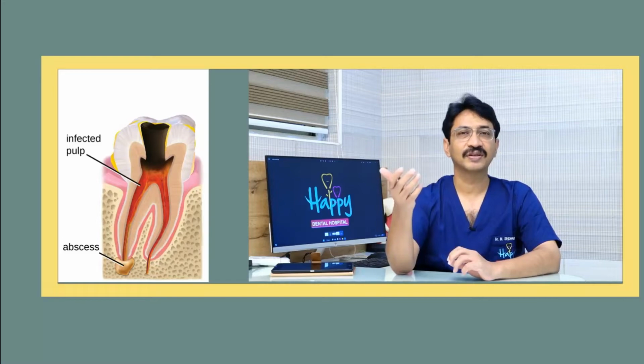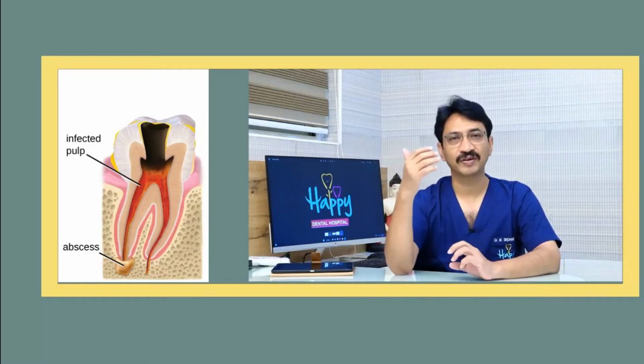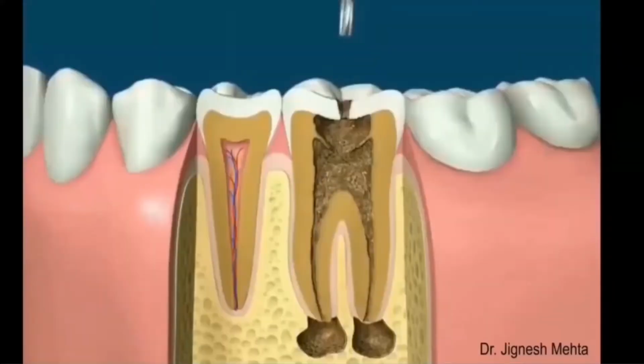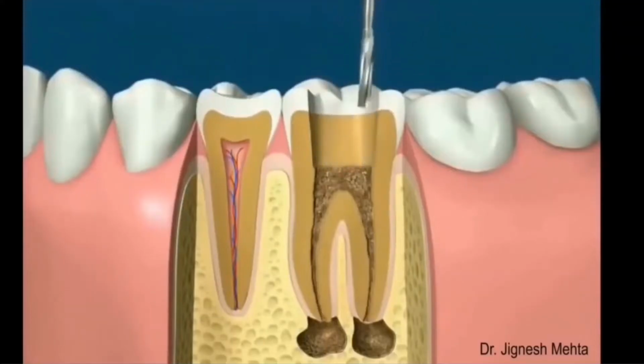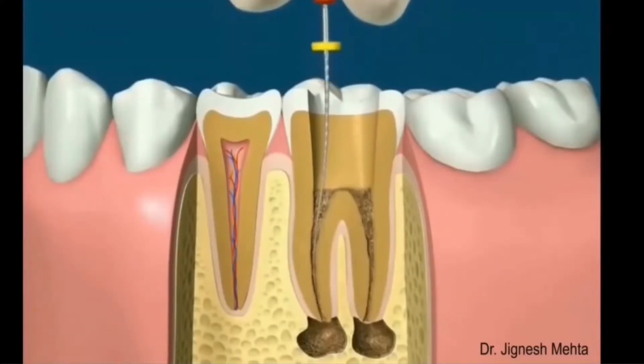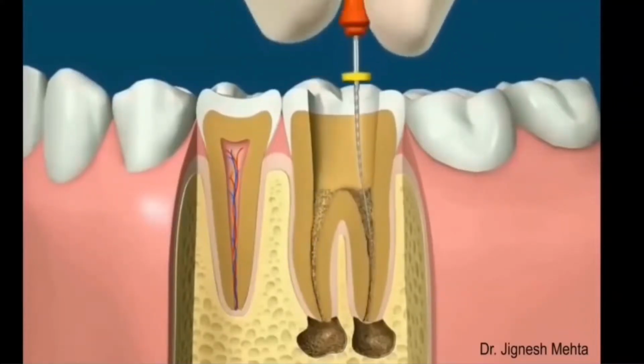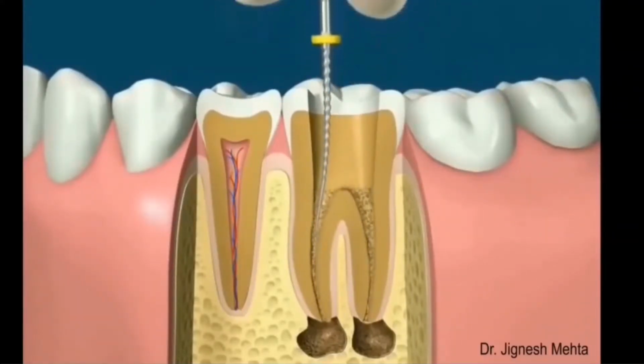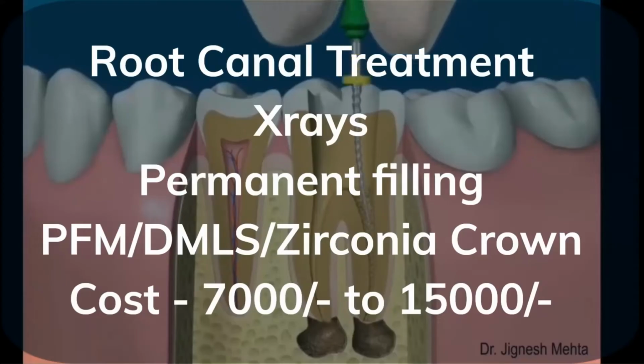Then, the second stage of the cavity. Once the cavity spreads into the nerve supply of the tooth, the treatment becomes a little more extensive, like you need to do a root canal treatment, give a permanent filling, take x-rays. The cost of all this usually ranges from 6,000, 7,000 rupees to 10,000, 15,000 rupees based on the crown you go for.